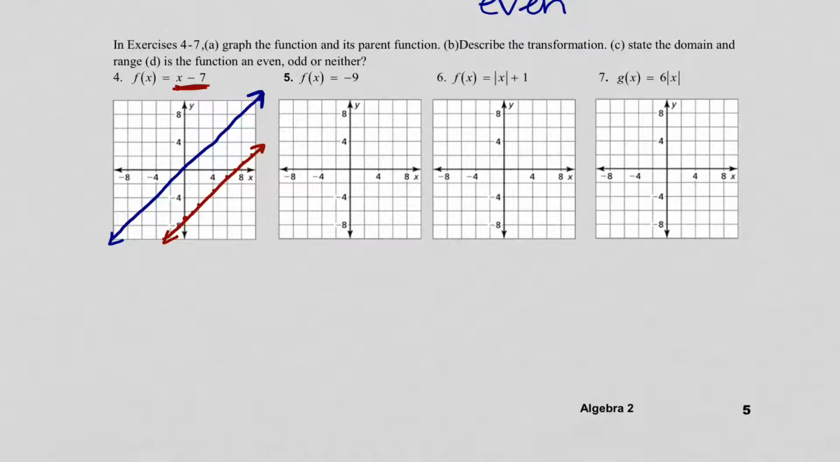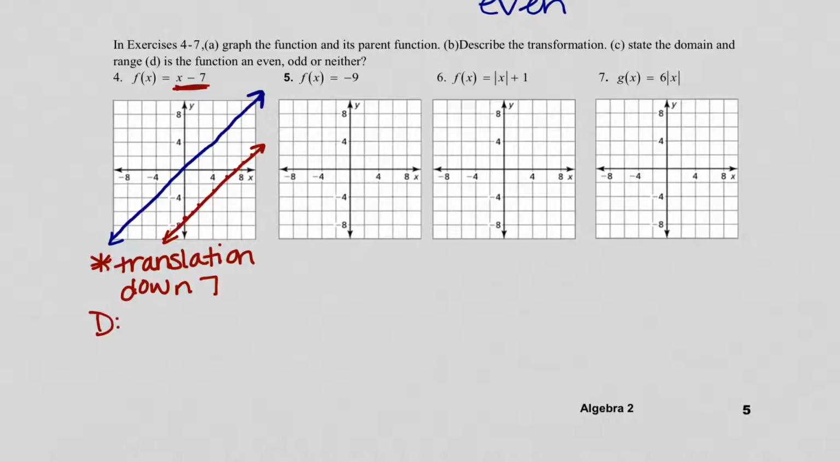Okay, so I graphed the function and its parent function. I want to describe the transformation. Okay, so this one is just a translation. Okay, so I can say it's going down 7, or you can also say it's moving right 7 because it is. I think it's easier to see based on that y-intercept what it's doing.